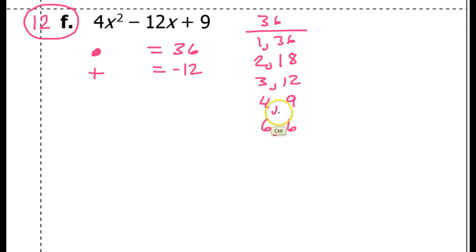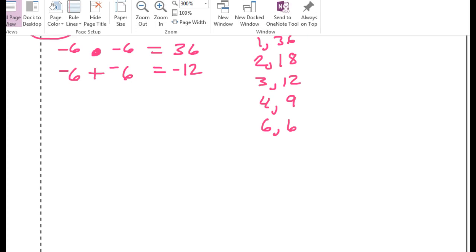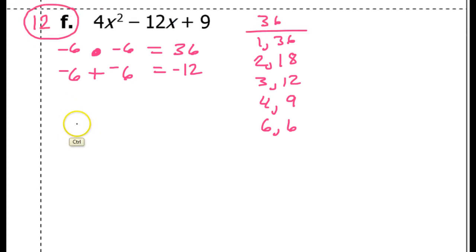Now, which of these pairs can add up to negative 12 if I pick the signs right? Well, 6 and 6 can do it. Alright, just double checking if there's anything else. 6 and 6 will add up to negative 12 if they are both negative. That means we'd have to do negative 6 times negative 6, and that is positive 36, which is what we wanted. That means we're doing great, and it's time to make the box.